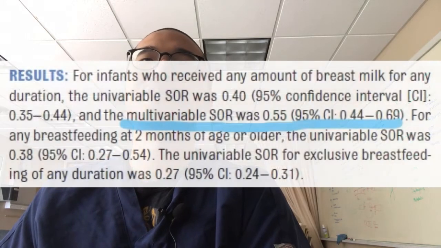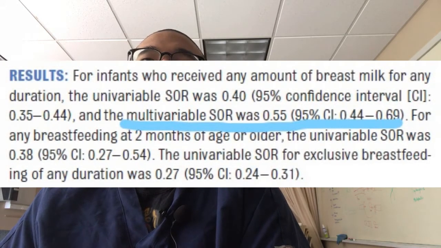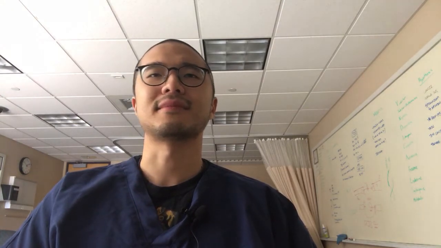And then they talk about the multivariable summary odds ratio, which was 0.55. So remember, lower than 1 and closer to 0 is better. It means that if a mother breastfeeds their baby, they're less likely to get SIDS. So what is a univariable summary odds ratio, and a multivariable summary odds ratio? Remember, a meta-analysis is a compilation of different studies, right? Now, for the univariable summary odds ratio, you get these odds ratios and then you have a summary odds ratio, and you're not controlling for anything.